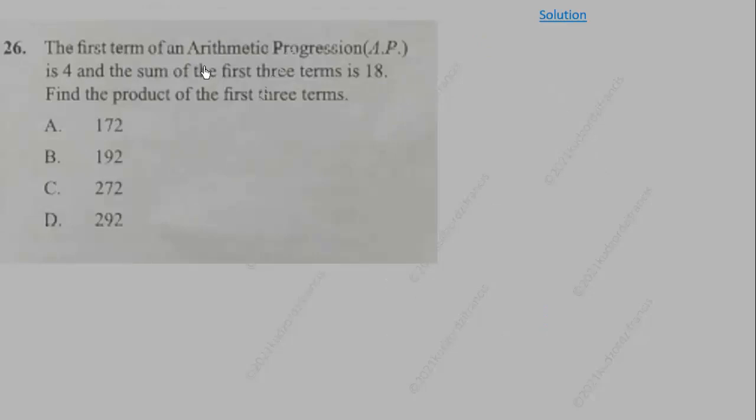The first term of an arithmetic progression is 4 and the sum of the first three terms is 18. Find the product of the first three terms. So we're given the first term to be 4, which is a equals 4, and the sum of the first three terms is 18. So it means that 18 is equal to 3 over 2 into 2a plus 2d, because n equals 3. This is the sum of the first three terms.